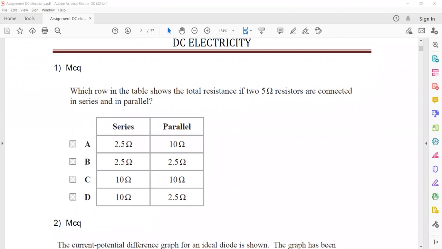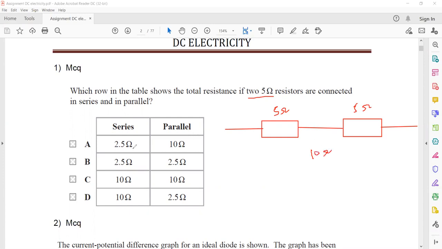In the first question, which row in the table shows the total resistance if two 5 ohm resistors are connected in series and in parallel? If you have two 5 ohm resistors connected in series, the combined resistance in series is the sum of the individual resistances. So this is 5 ohms and the other one is also 5. So the sum will be 10. So in series it will be 10, so either C or D will be the answer.